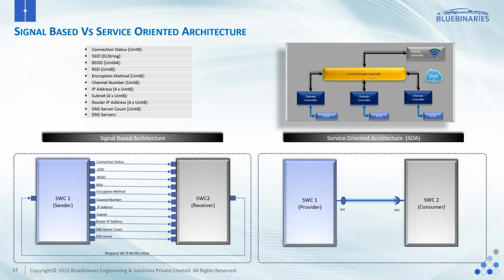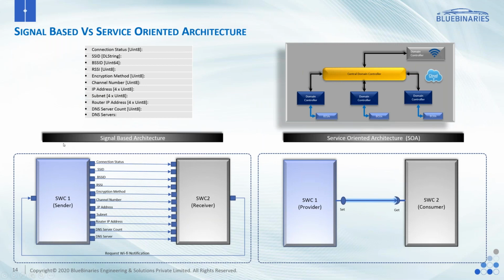and the central domain controller is now requesting a specific service to know the Wi-Fi status and Wi-Fi notification, to know exactly which Wi-Fi this domain controller is connected to. For this functionality, we might need all this information: the connection status, the SSID, which is nothing but the session ID, BSS ID, the wireless section of the network, RSSI, the received signal strength indicator, to know the strength of the connected network, encryption method, channel number, to know which channel the domain controller is really connected to, the IP address, subnet address, router IP address, and DNS server count to know how many DNS servers are available, and the DNS server IP address.